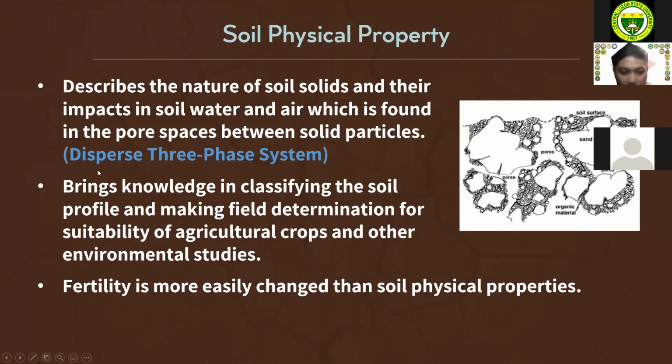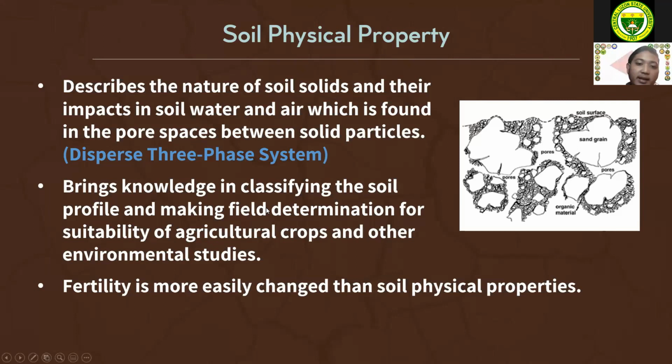So soil is called dispersed three-phase system. Dispersed means kalat-kalat or walang formation, walang distinct formation yung soil natin. So maaaring yung mga pore spaces ay may malalaki, may maliliit. So and it is three-phase system. So that three-phase system means that it is composed of solid, liquid, and gas. Okay? So as you can see here in the image, nakita natin yung solid, yung organic matter, yung sand grain. So then mayroon tayong pores. So yung mga pore spaces na yan, maaaring yan ay naglalaman ng water or air.